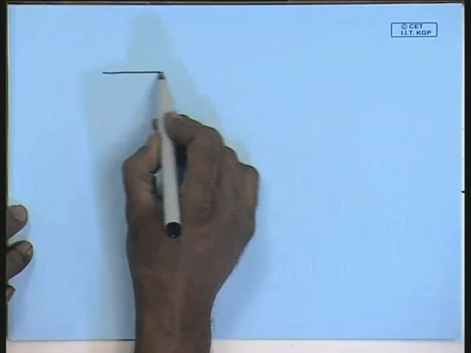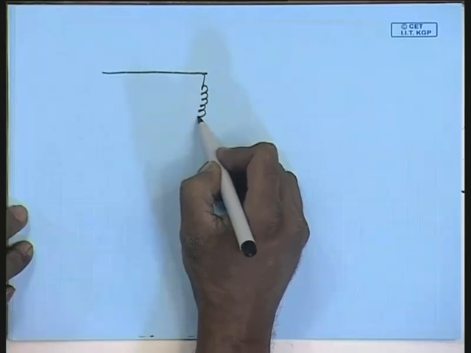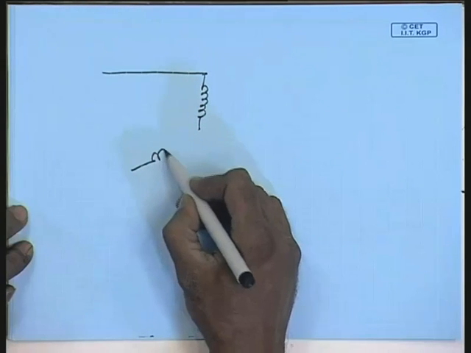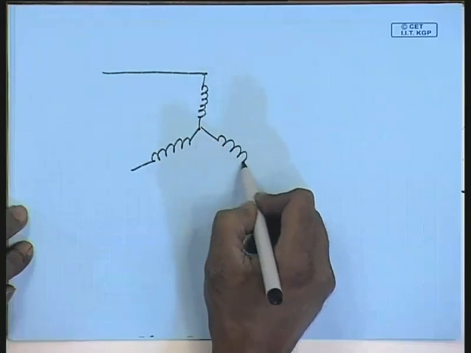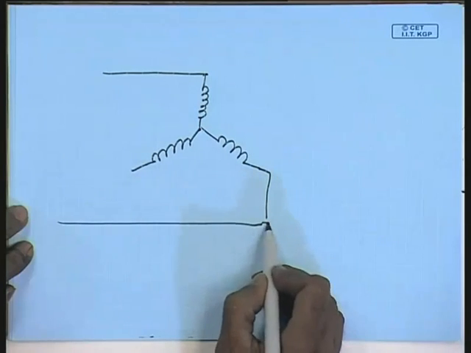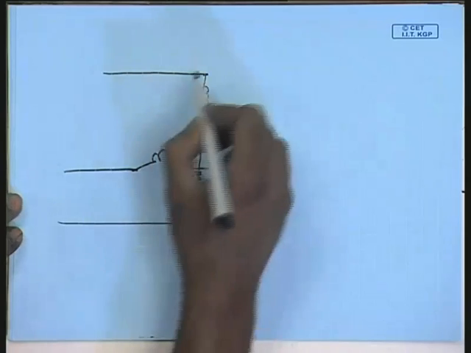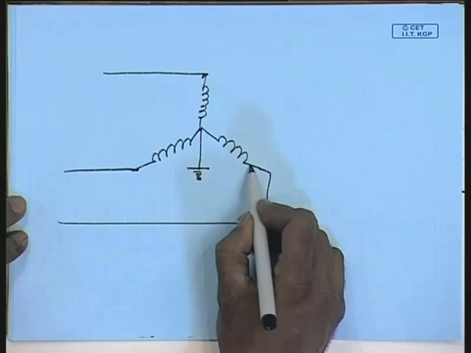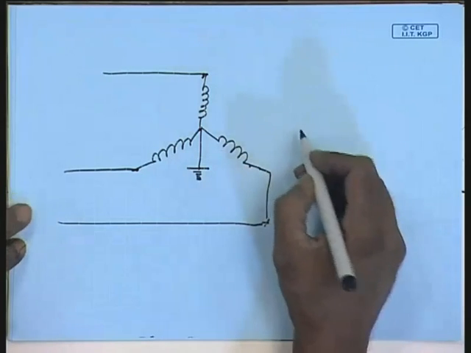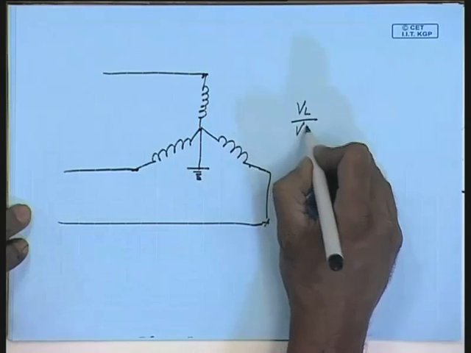Now, how do you determine which connection to use in a particular application? Normally, star and delta connection are the most common type of connection. You can see that if you have a star connected set of windings with its neutral earthed, then the maximum voltage that the windings will have with respect to ground will be V line by root 3.